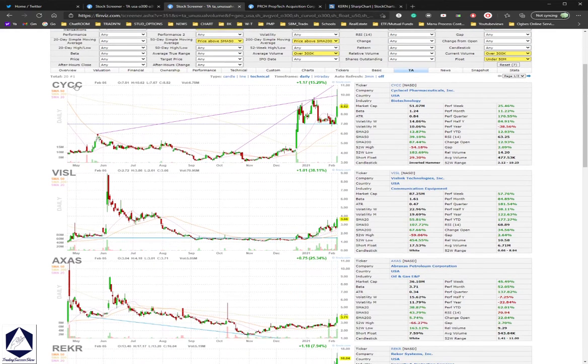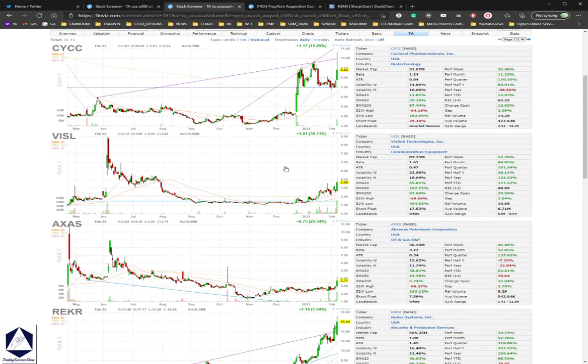Actually, we have CYCC. CYCC is good, but it needs to hold this $8 area. So once we hold the $8 area, the stock should keep going up. Resistance is just going to be around that 9.50 area, and then $10.